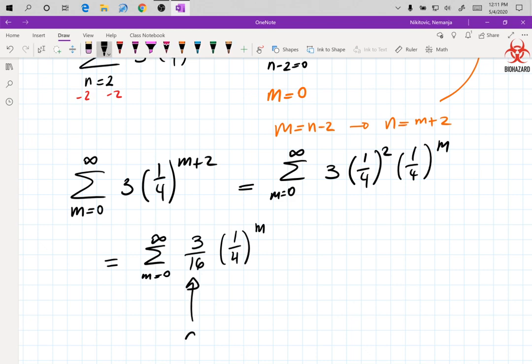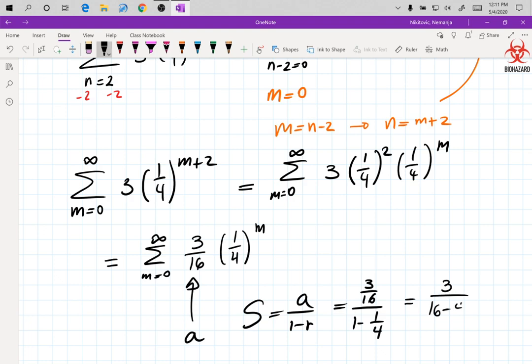And see, your a is not 3. Your a is 3 over 16 when you have a correct starting point for geometric series, which is 0. So that's what I was talking about. Now you can calculate the sum as a over 1 minus r, which is 3 over 16 divided by 1 minus 1 over 4, right? Multiply top and bottom by 16 everywhere. You get 3 over 16 minus 4, which is 3 over 12. So the whole thing adds to 1/4, if I can calculate properly.